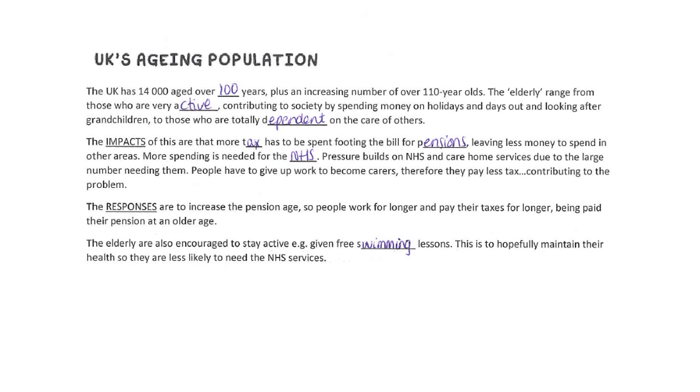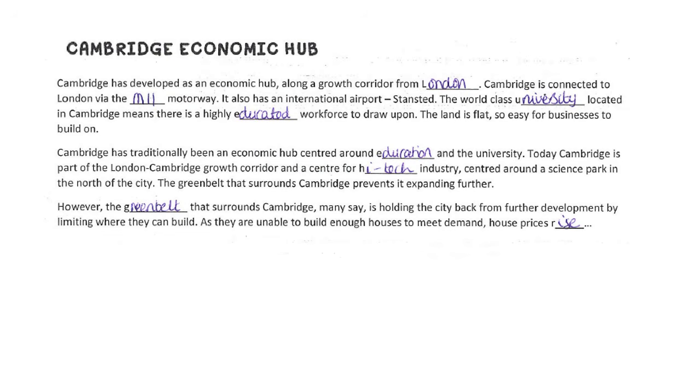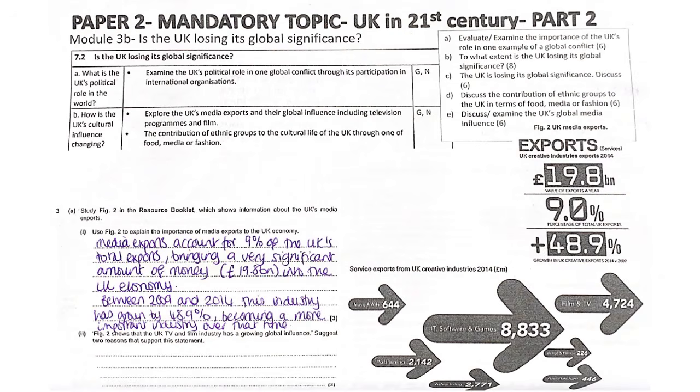So there you've just got a model answer for the UK's ageing population and another model answer there for Cambridge Economic Hub. And a few more questions that you can have a look at here. So you can pause and read through these.